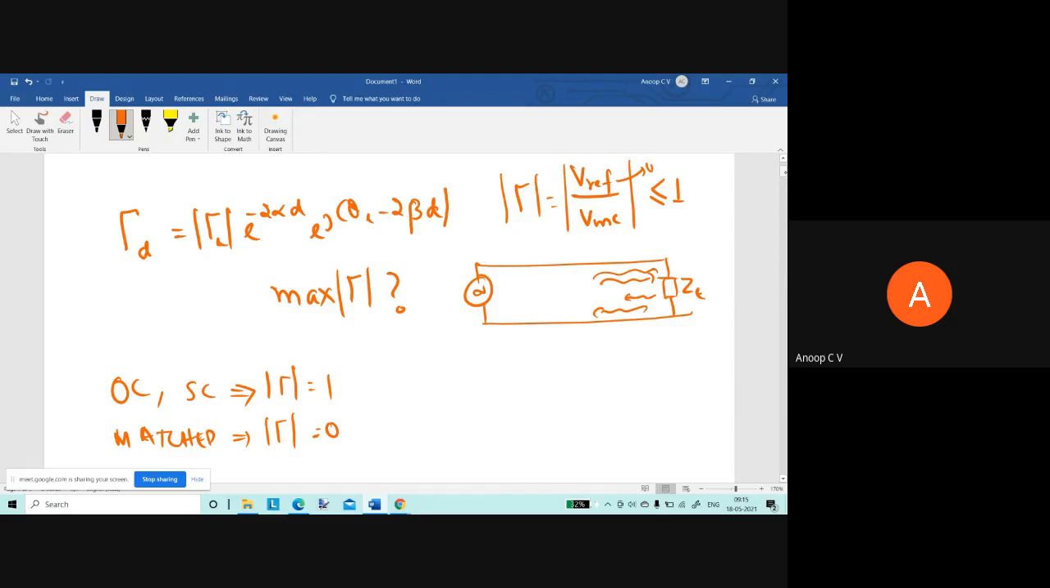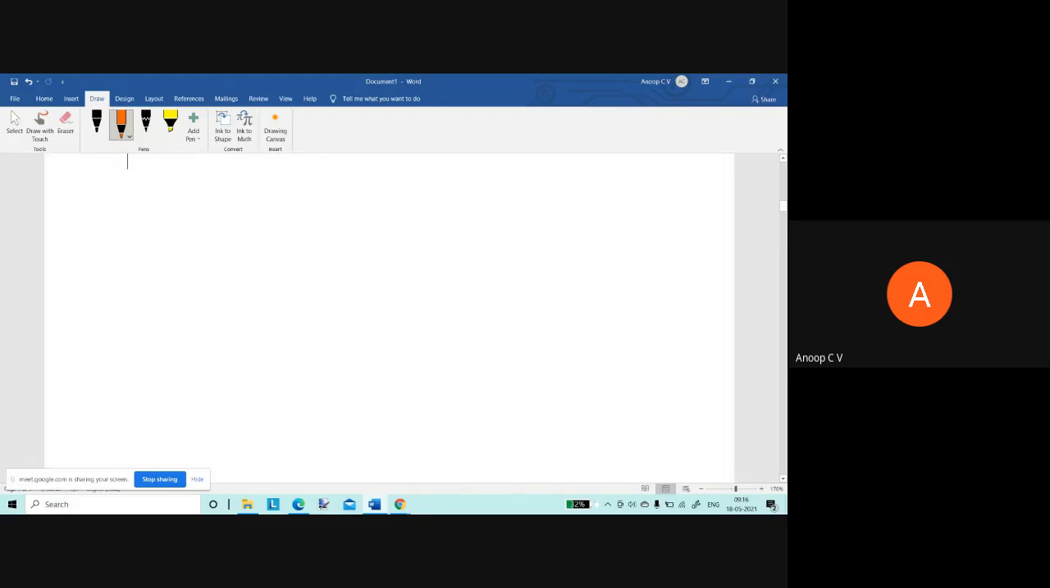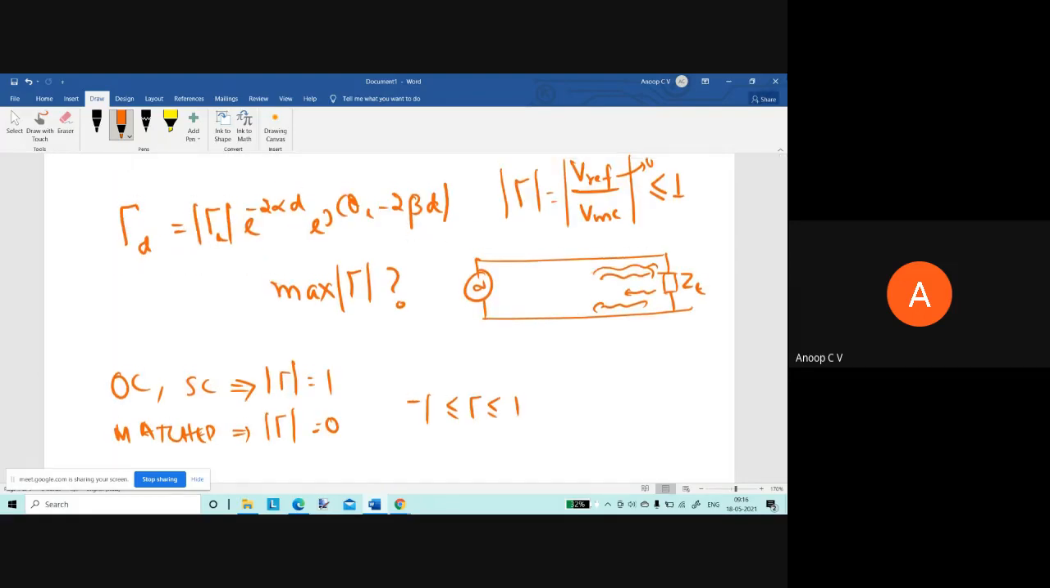So in fact, the range of gamma will be from -1 to +1. These are the range of values which gamma can take. So in a complex gamma plane, right?